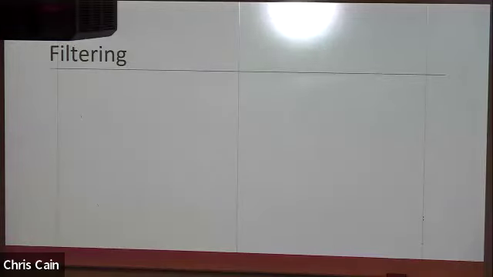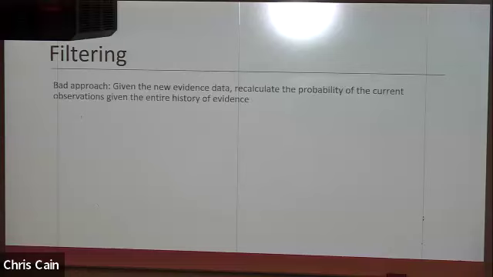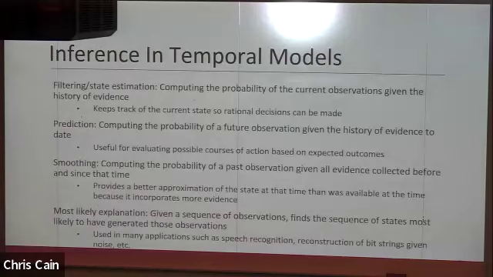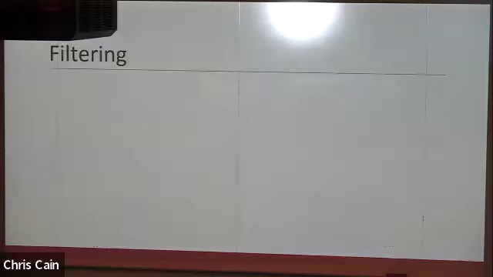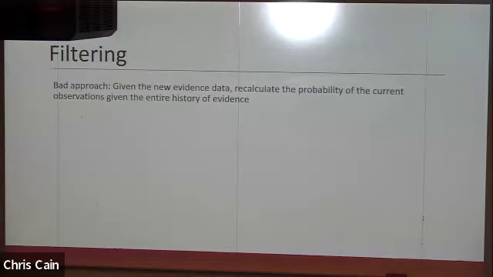And what fun would this be if we didn't start this with a bad approach? So remember that the filtering problem is the probability of the current observation given the history of evidence. So we make an observation and we want to say, given the history, how likely is it that we saw what we saw, given our best estimate for what should have happened in this state.